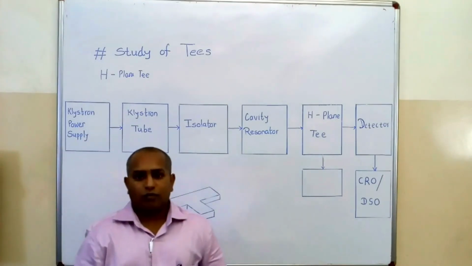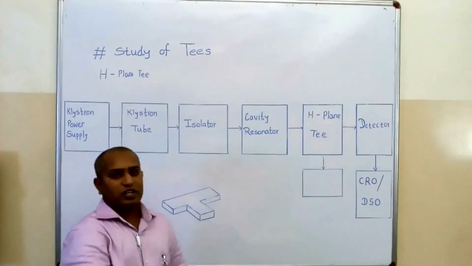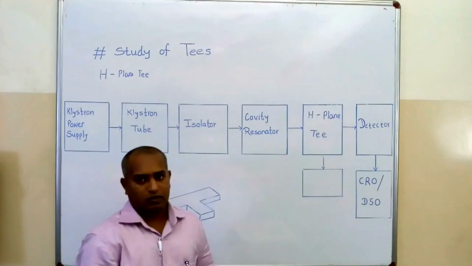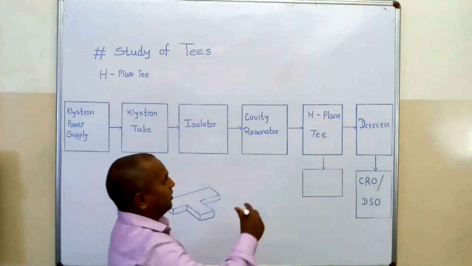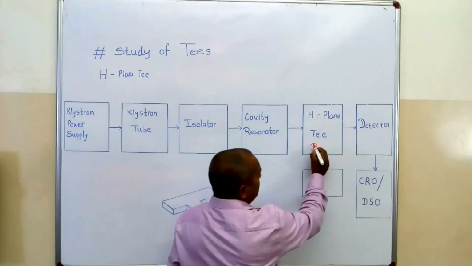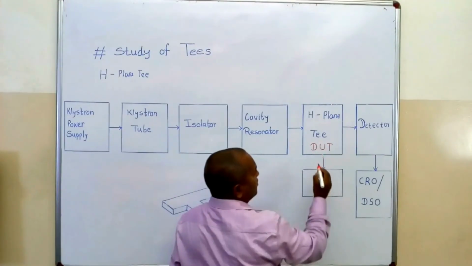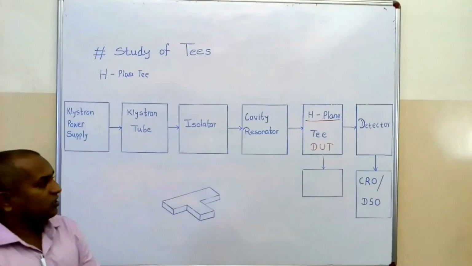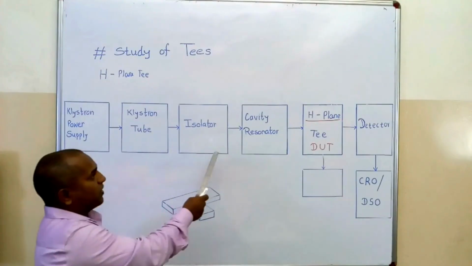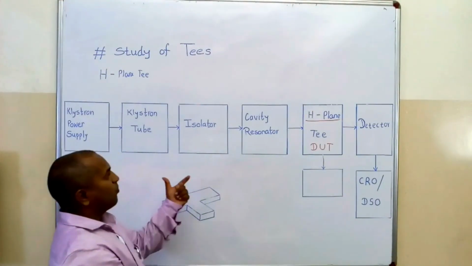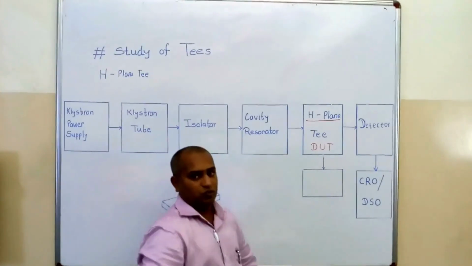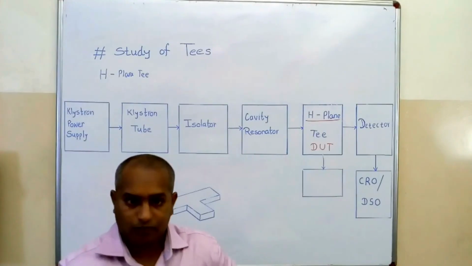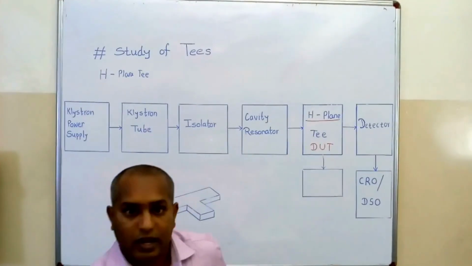The block diagram and experiment setup for E-plane T is nothing but your H-plane T. The only difference is that here our device under test is an H-plane T. So already we have seen the operation of every block in an E-plane T, the same operation in an H-plane T also. So let us see the structure of H-plane T and then we will see the operation of H-plane T.